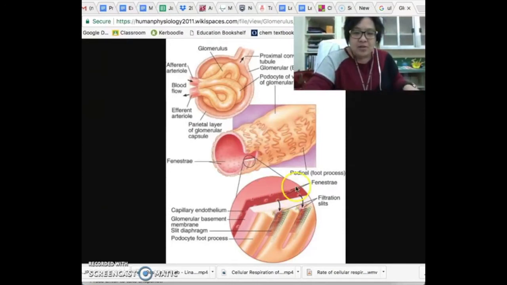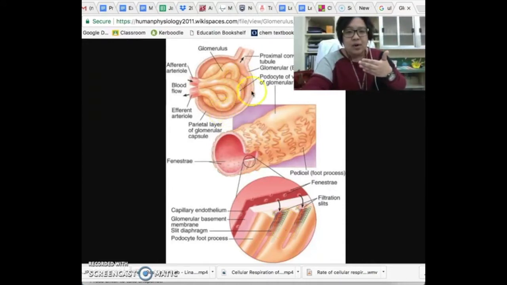So three layers: the endothelium, red blood cells can pass through that. Basement membrane, proteins can't pass through that. And then your podocytes, so it prevents smaller molecules from being filtered out of the blood. And then the rest of the molecules can get into this part called the Bowman's capsule.